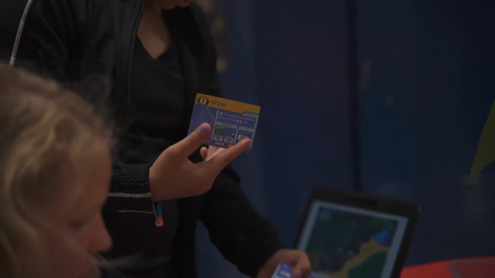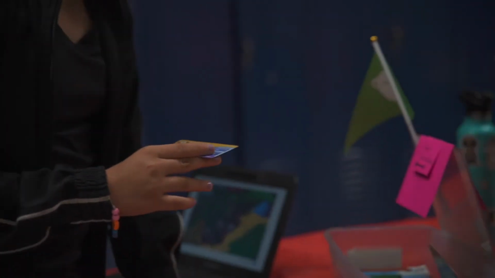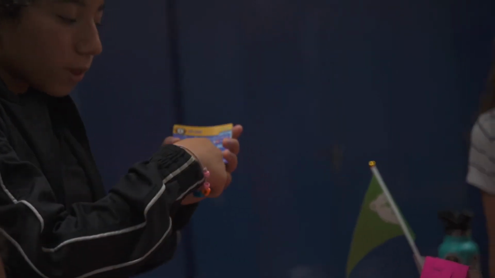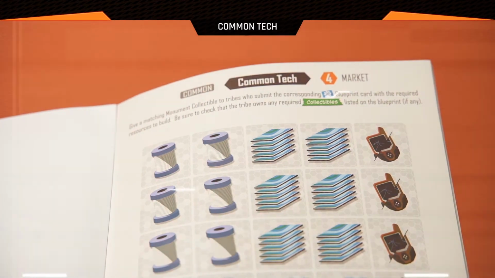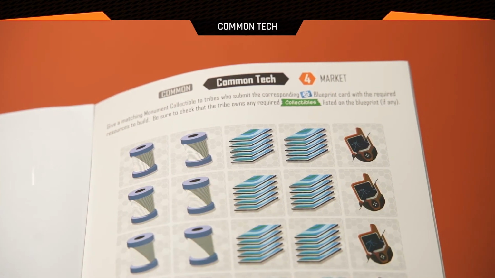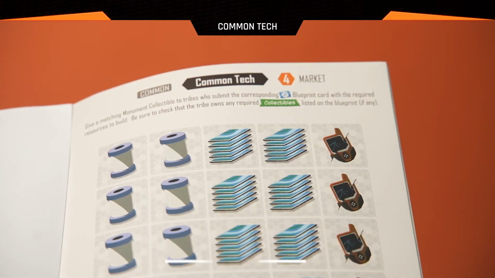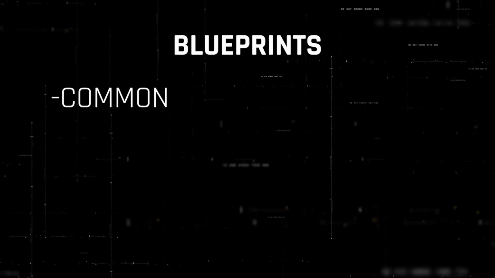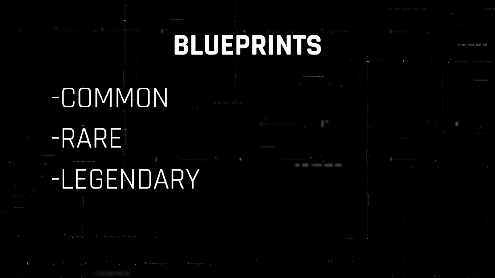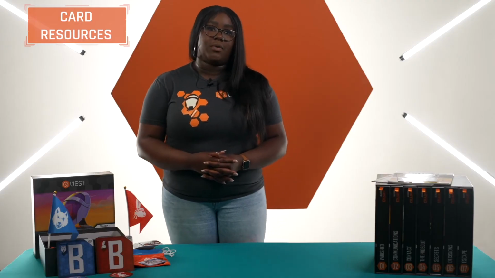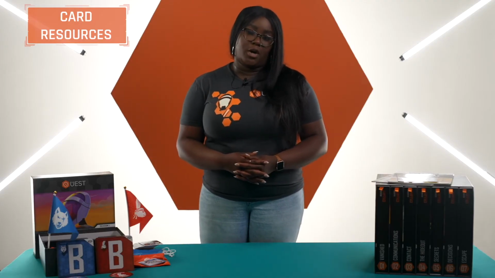Blueprint cards represent valuable items or technology that help their gameplay if built. Building a blueprint always results in the tribe getting a tech collectible. There are 3 levels of blueprints: common, rare, and legendary. Each blueprint has a corresponding collectible that matches the drawing on the blueprint card.